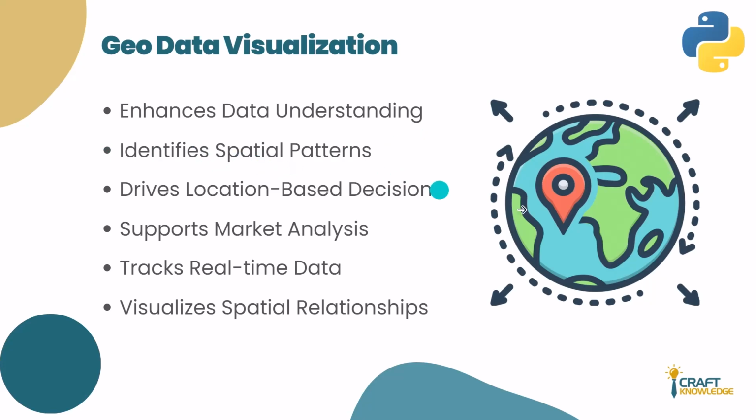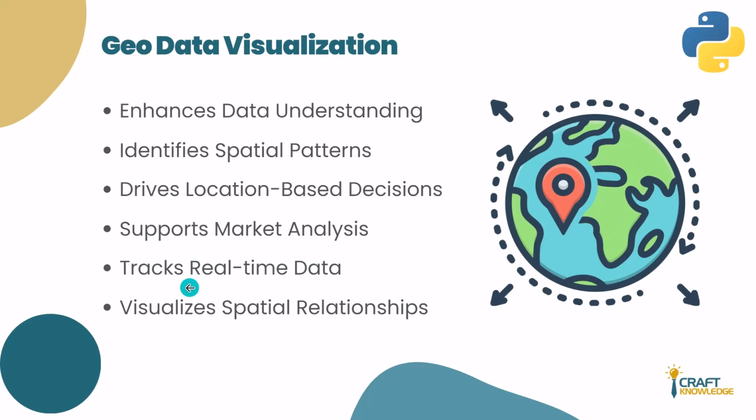For example, if the area in the west is having more sales and the area in the east is having less sales, it gives us a pattern that we need to pay more focus on the area where we are not generating a lot of sales. It helps us in making decisions that are location based. So we can visualize the data location wise, and then we can make the decisions easily. For example, if we are getting less profit from a particular area, we need to put more focus on that particular area. It supports market analysis.